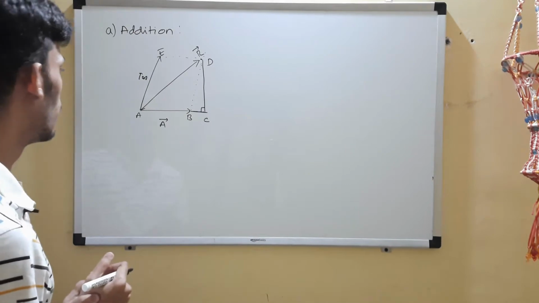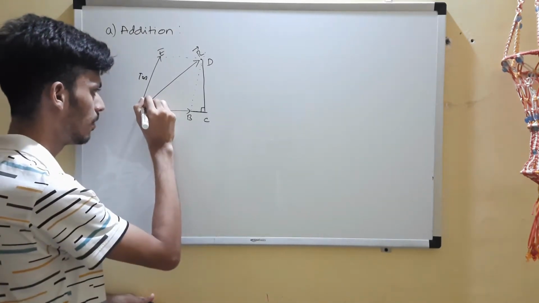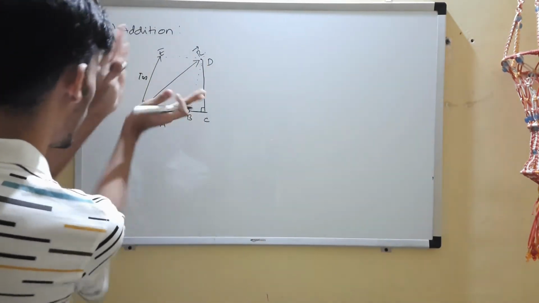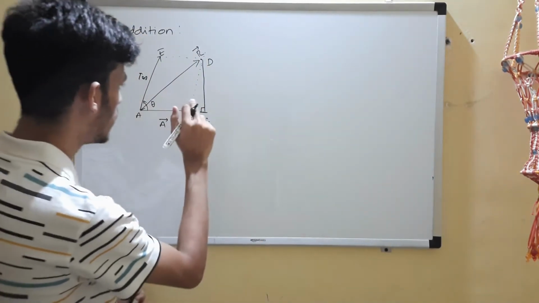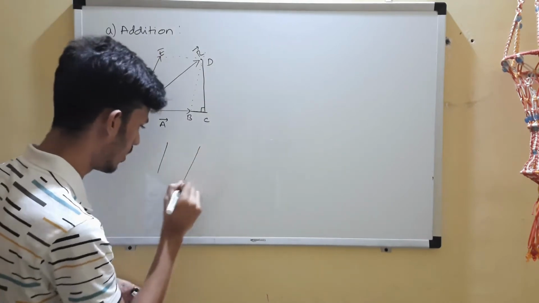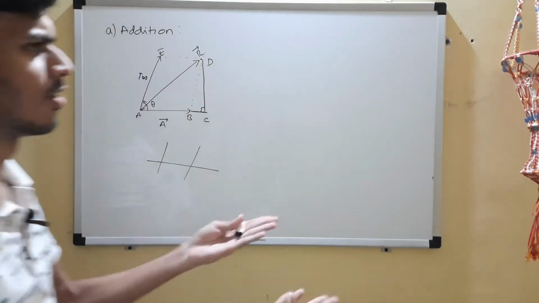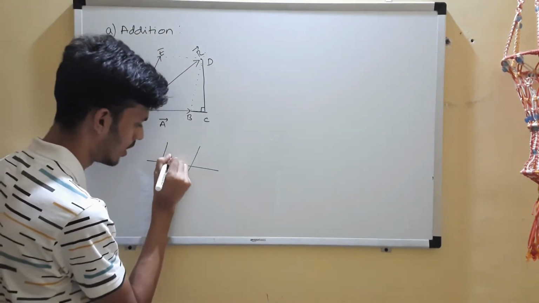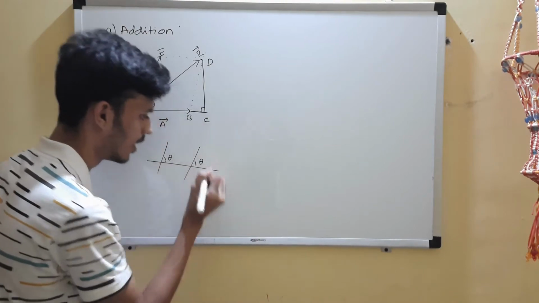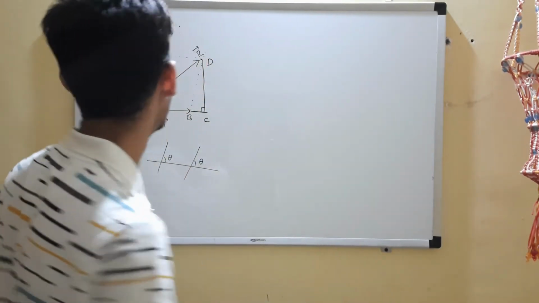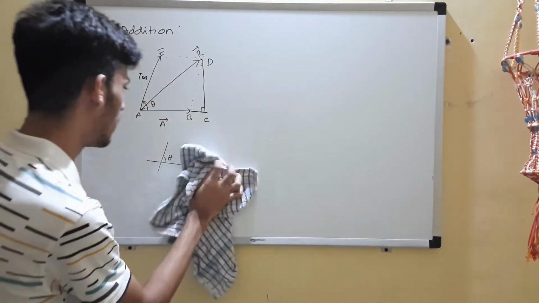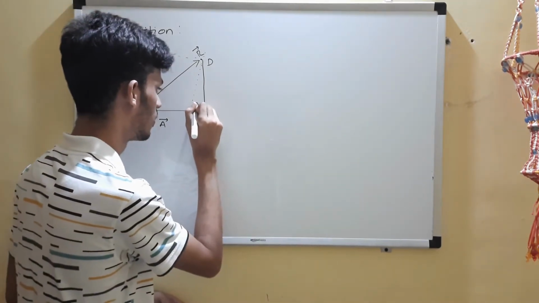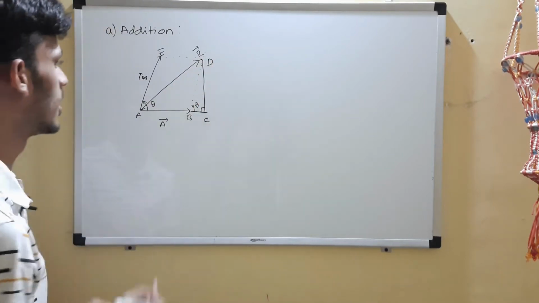Now let the angle between A and B, the two vectors, be theta. And if you see here, these two are parallel lines, because opposite sides of a parallelogram are parallel. That is the definition of a parallelogram. So if this is theta, this will also be theta, corresponding angles. This one is also theta, this is theta, that is theta, parallel sides.